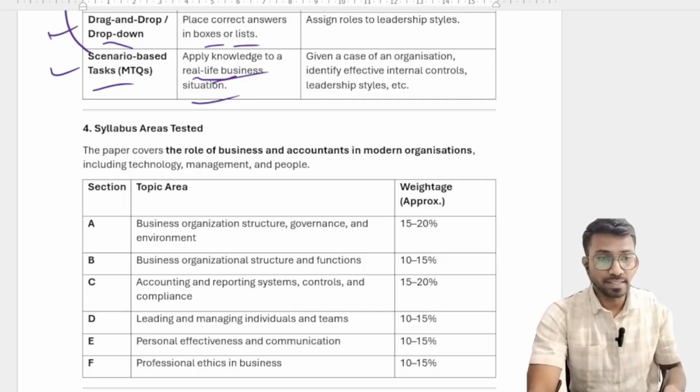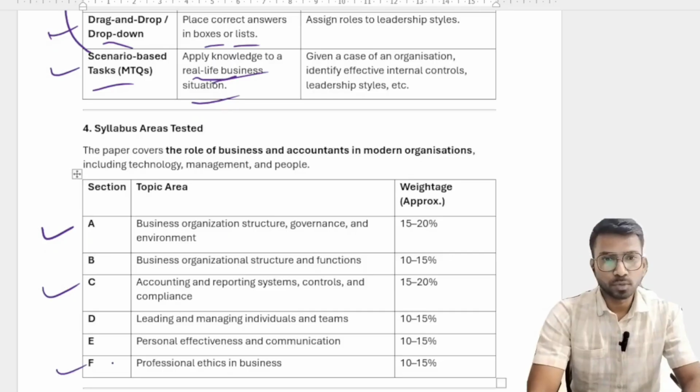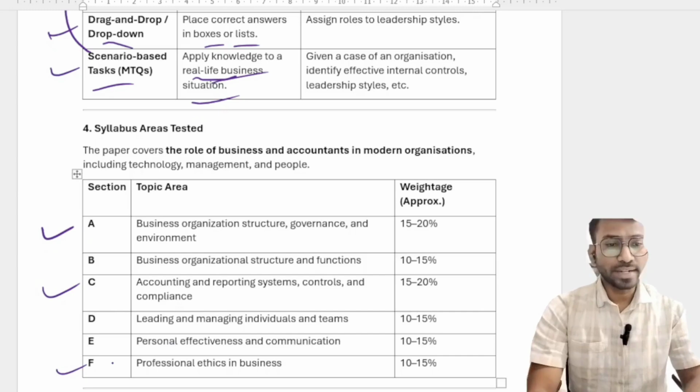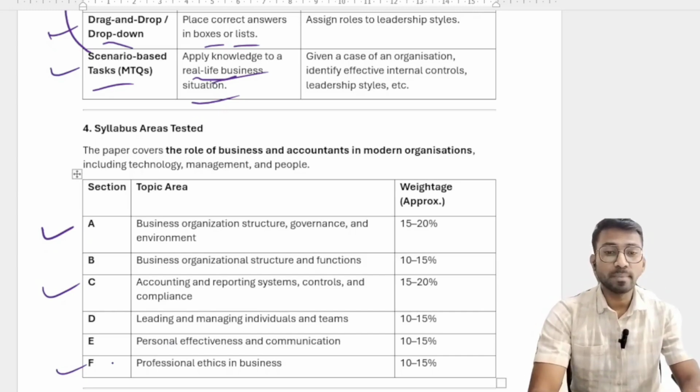You can clearly see this in these. So this one, business organization structure, then accounting concepts, reporting, controls and compliance. These are the most tested, and apart from that, obviously ethics is also an important one. So these are the types of questions, and this is the weightage exactly how you have to study in the business and technology paper.